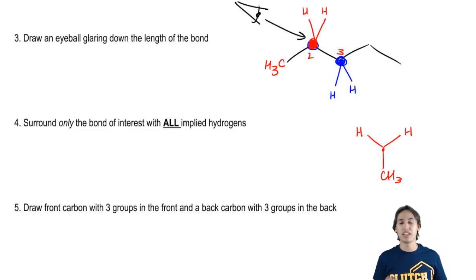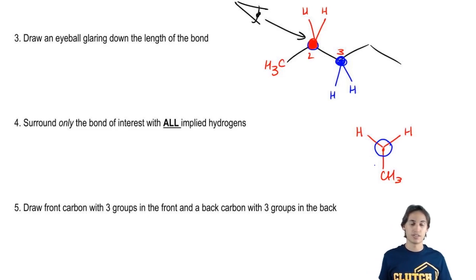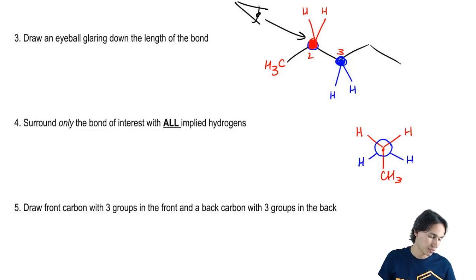The blue one, imagine that it's kind of peeking out from behind the red one. So the blue one is going to be a circle behind, and then I'm going to draw the 3 groups that the blue one has. So the blue one has what? It seems to have 2 H's, H and H.